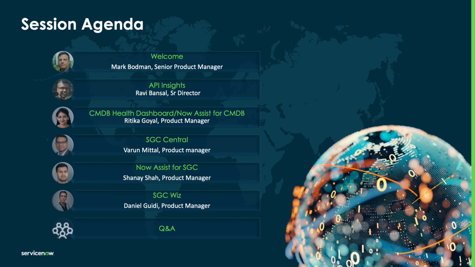So the agenda basically covers the API Insights. This is a new activity that we're coming out with first of next year, so we're excited about that. We're going to cover the CMDB Health Dashboard and Now Assist features that came out in Xanadu. SGC Central, which is a new product that is coming out as well. This is for Service Graph connectors. Now Assist for Service Graph connectors, which is a lot. We're putting a lot of investment in the Now Assist area, so we got a lot to talk about there. And the last section is Service Graph Connector for Wiz.